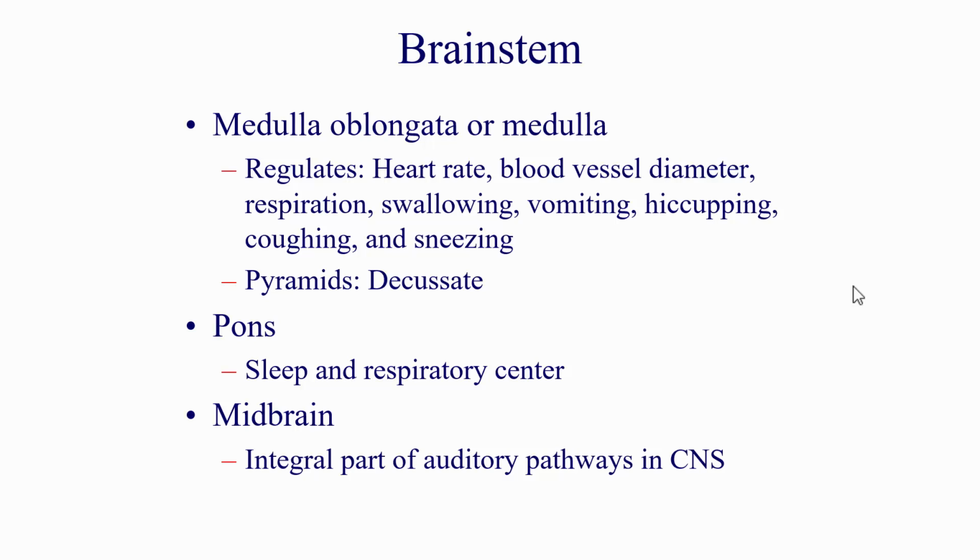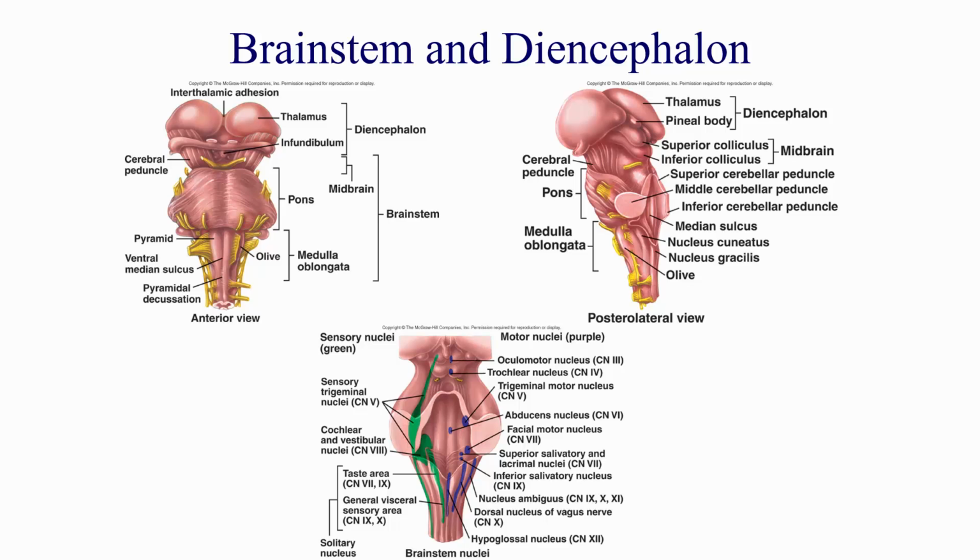And then the midbrain is the integral part of the auditory pathways in the central nervous system. So taking a look at a brainstem and diencephalon that has been dissected away from the rest of the brain. Here we have the diencephalon, which is made up of the thalamus and the infundibulum. Now, the infundibulum is a little stalk that comes off of the diencephalon and is attached to the pituitary gland. And if you notice between the two thalami, we have what's called the interthalamic adhesion. Now, when we look at a brain that has been mid-sagittally sectioned, we'll see that interthalamic adhesion. I'll point it out at that time.